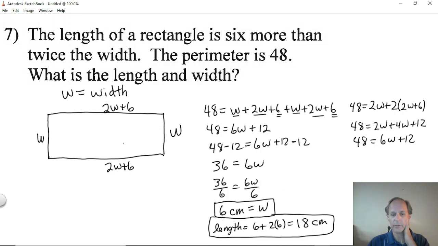Do we have a perimeter of 48 with these numbers? Let's find out. So we said that one's 6, we said that one's 6. We said that one's 18, and we said that one's 18. Does that add up to 48? Well, 18 plus 18 is 36. 6 plus 6 is 12. That does add up to 48. So it checks. Looks like we got it right.